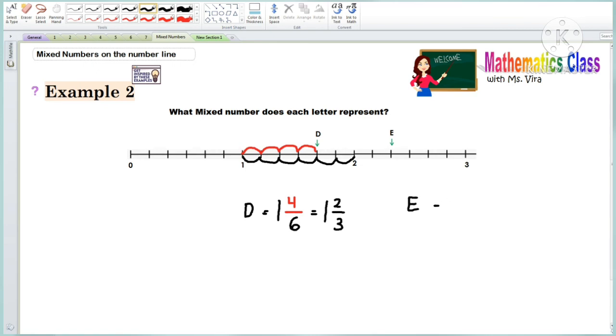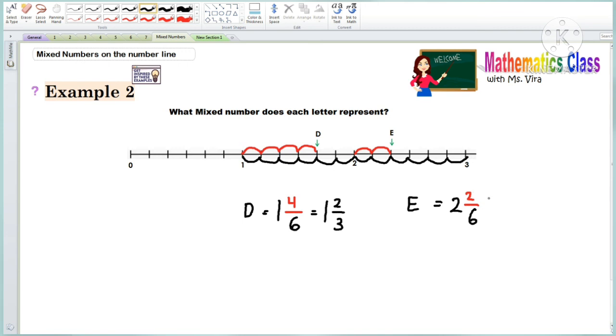Now letter E, it's between number 2 and number 3. It's over number 2 but not number 3 yet. So the whole number has to be 2. Numerator, how many steps from number 2 to letter E? 1, 2. So 2 steps, 2 as the numerator. And denominator, how many steps from number 2 to number 3? 1, 2, 3, 4, 5, 6. 6 as the denominator. Now, as you can see, we can simplify 2 wholes and 2/6.